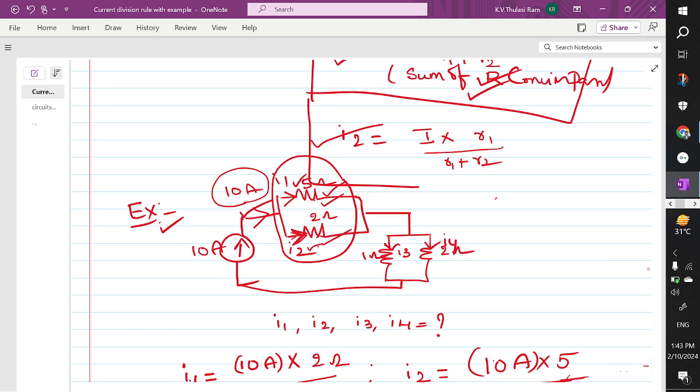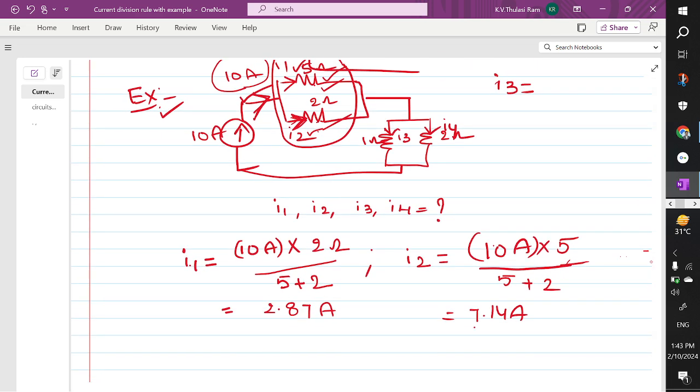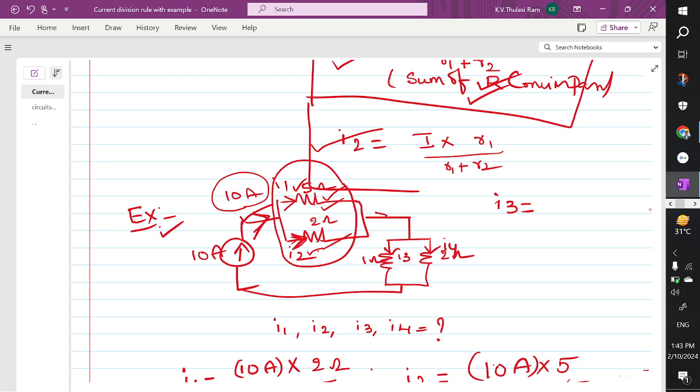So now we need to find out I3. So how to find out I3? Here 10 amps current is entering. Okay. So in this 10 ampere current, you can see here 7.14 and 2.8, approximately 7 plus 3. So total current in this network is also how many amperes? 10 amperes. Okay. So now I want to find out the I3 and I4 here.